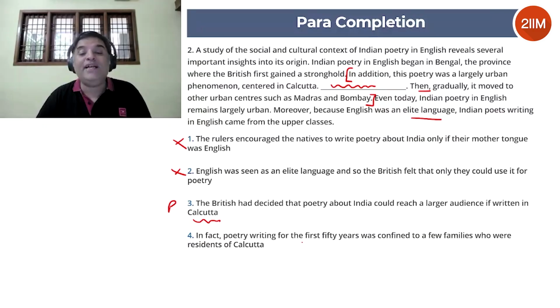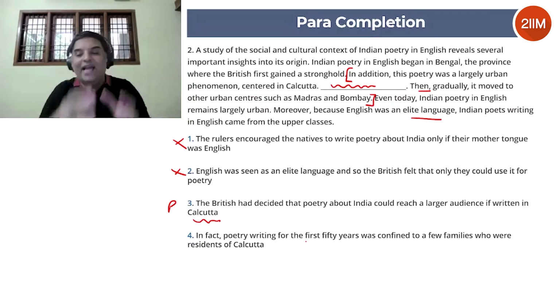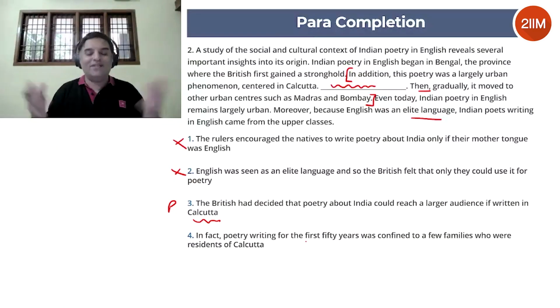"In fact, poetry writing for the first 50 years was confined to a few families who were residents of Calcutta." Let's plug this in. "In addition, this poetry was a largely urban phenomenon centered in Calcutta. In fact, poetry writing for the first 50 years was confined to a few families who were residents of Calcutta. Then gradually it moved to other urban centers." This makes sense, right? I hope you're able to recognize the flow.